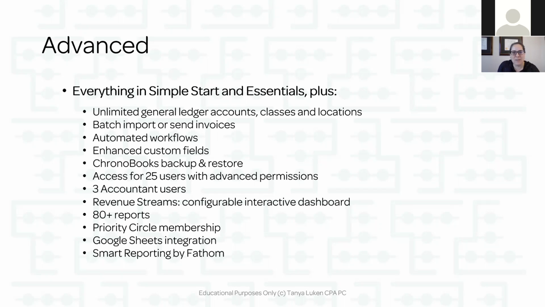And then there's revenue streams. There's a configurable interactive dashboard that you can use. That's kind of cool. There's 80+ reports, priority circle membership, which just means super fast tech support. And then there's a Google Sheets integration. And then there's smart reporting by Fathom.